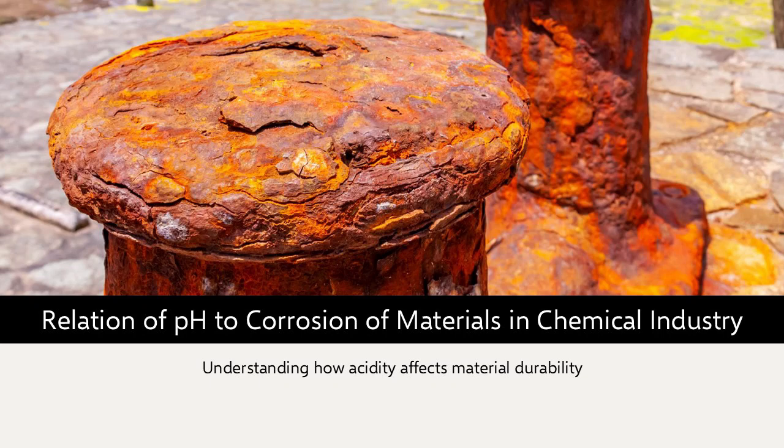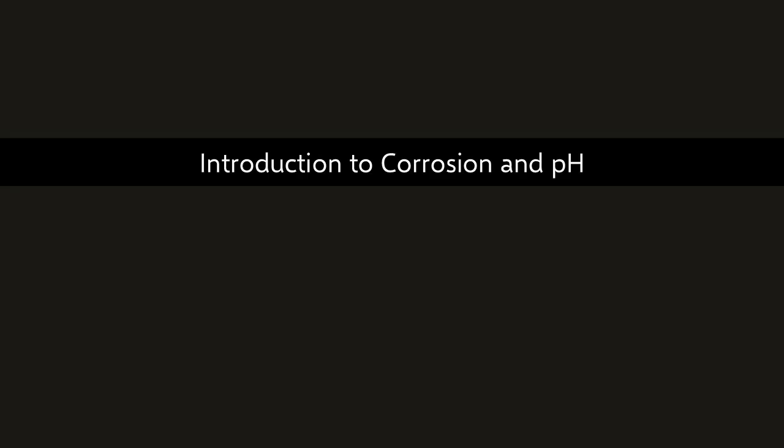Welcome everyone. Today, we'll explore how acidity, measured by pH, affects material durability and its relationship to corrosion in the chemical industry. This topic is crucial for ensuring safety and efficiency in industrial operations. Corrosion is a major concern in chemical plants. In this session, we'll define corrosion, explain why it matters, and discuss the role of pH in influencing corrosion behavior.